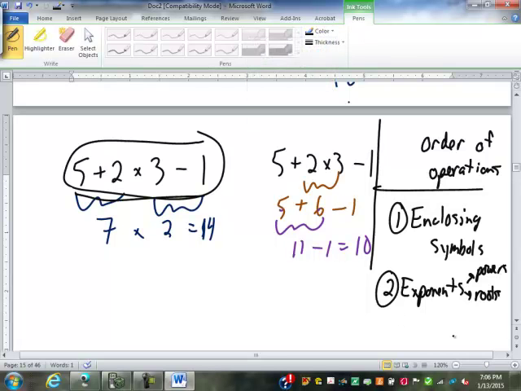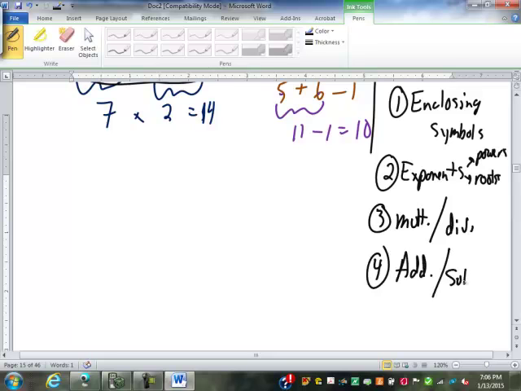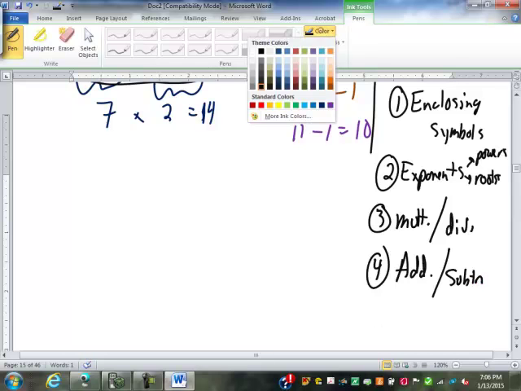Next is multiplication and division. Those, again, we said that they're the same operation, just one's forward, one's reverse, so they happen at the same time. And then the last thing would be addition and subtraction. Again, they're the same operation, they happen at the same time.